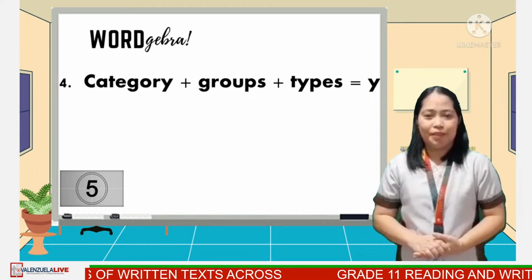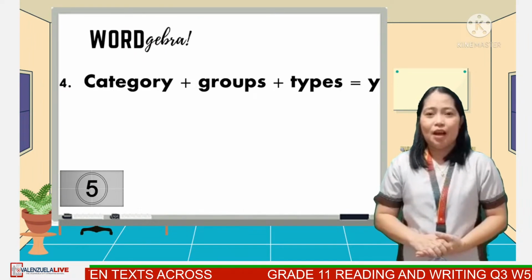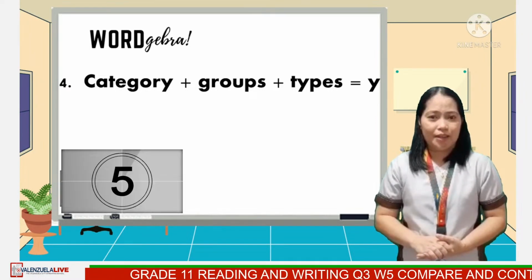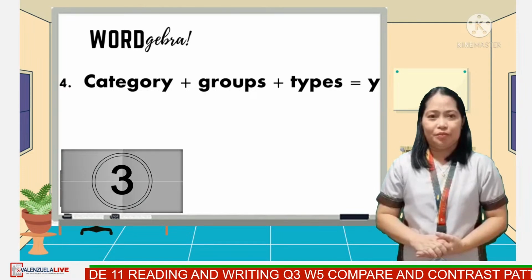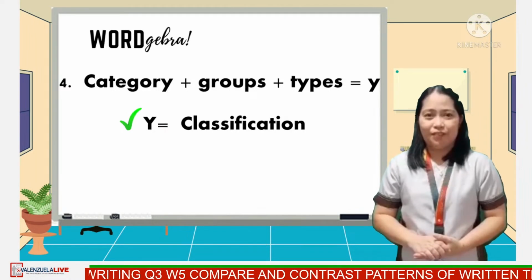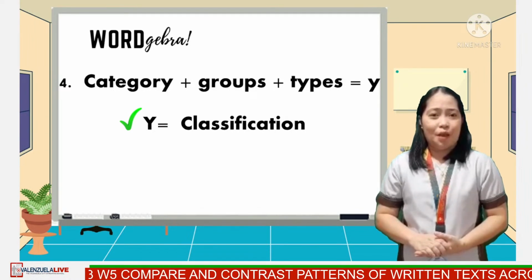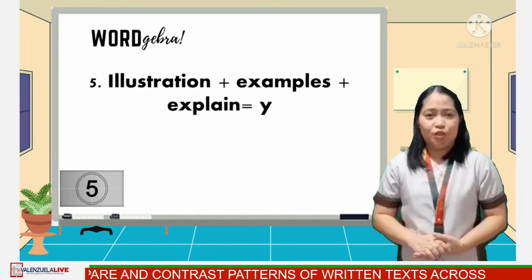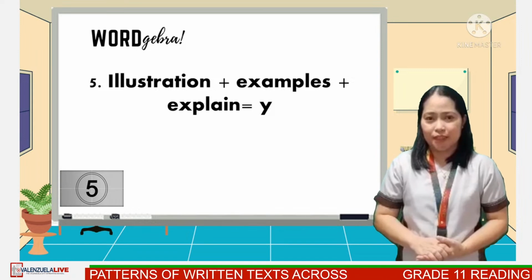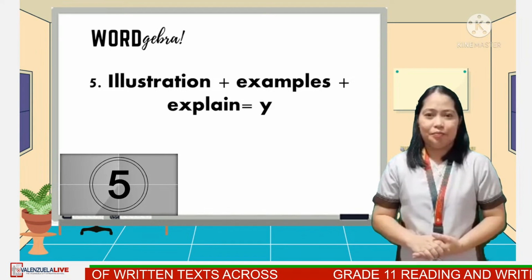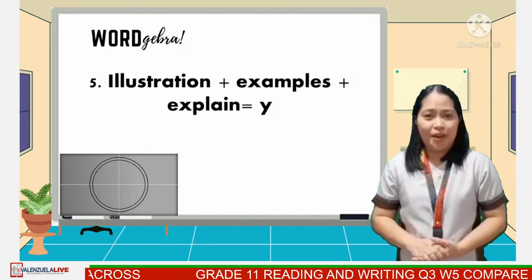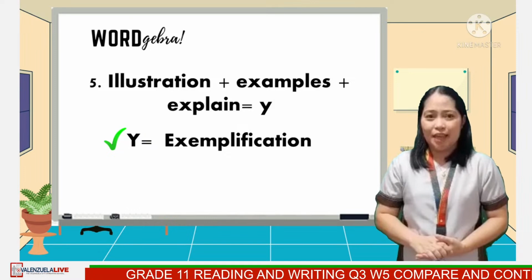Number 4. Category plus groups plus types equals Y. The answer is classification. Number 5. Illustration plus examples plus explain equals Y. Very good. The answer is exemplification.